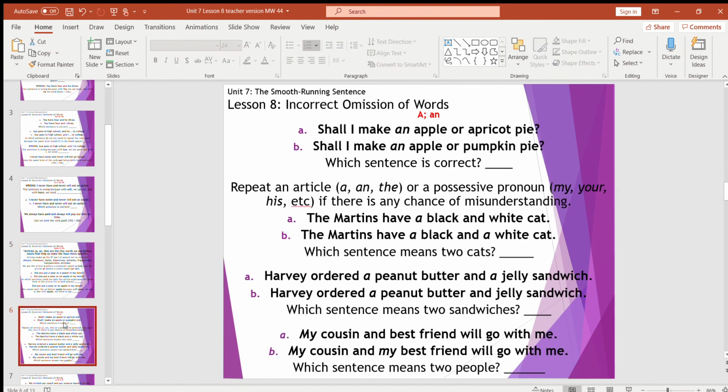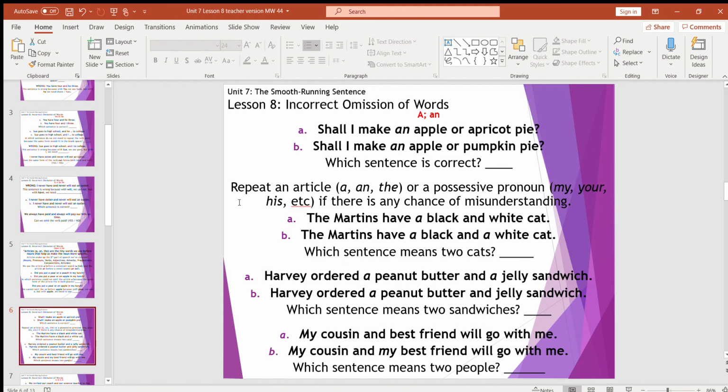So shall I make an apple or apricot pie? Shall I make an apple or pumpkin pie? Which sentence is okay to omit the second article? A. Whereas with B, it needs to be a pumpkin pie, right? Because pumpkin is not a vowel sound. Sorry, not verb. A vowel consonant. A vowel sound. It's been a long day.